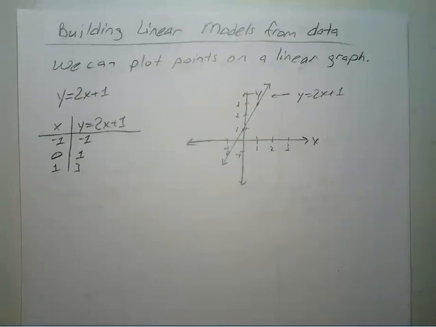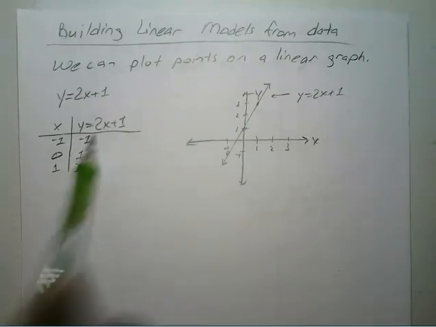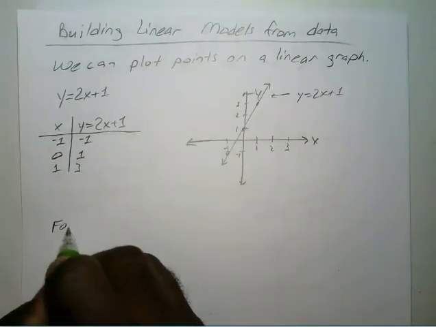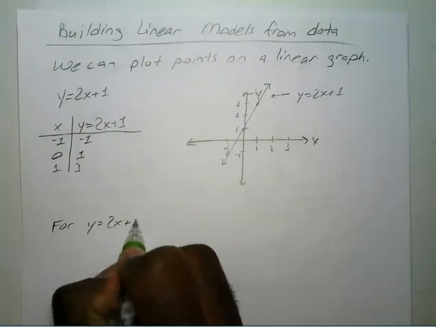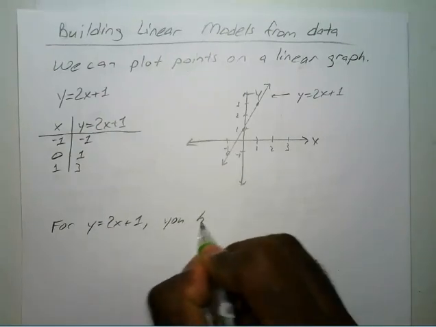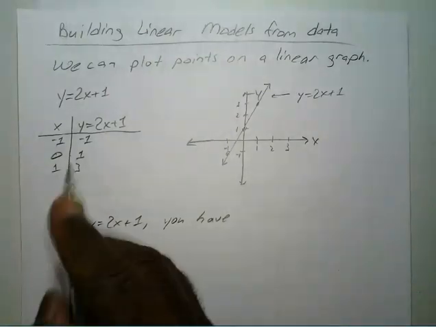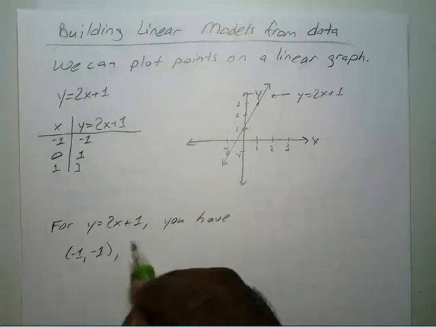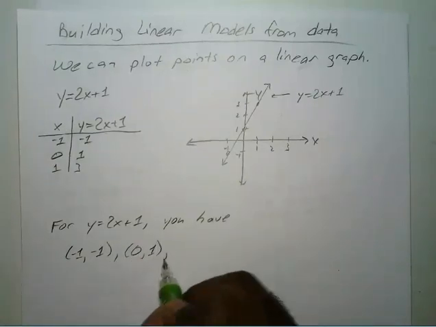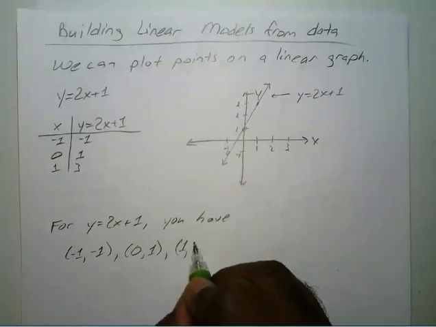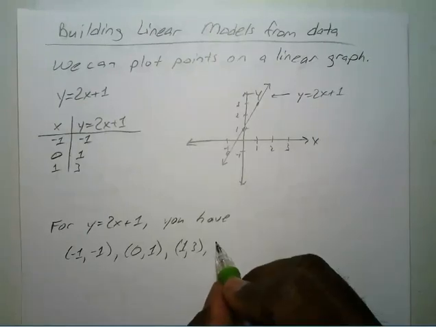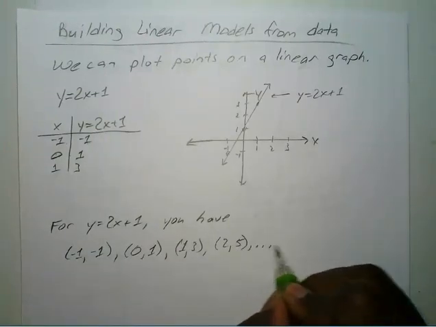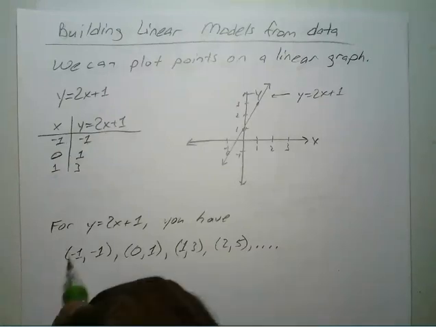So we know that for this particular function, y equals 2x plus 1, when x equals -1, y equals -1. When x equals 0, y equals 1. When x equals 1, y equals 3. And you can keep on going. You can say when x is equal to 2, y is equal to 5, and you can go on forever in both directions.